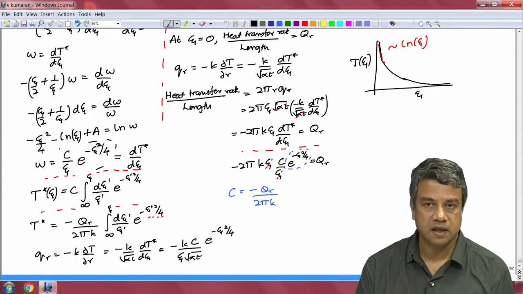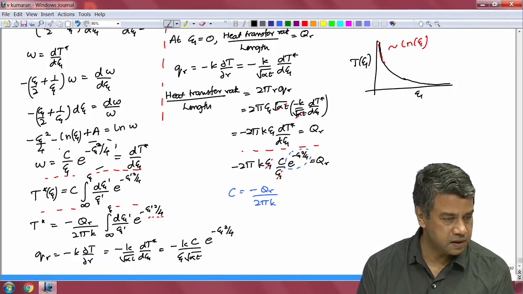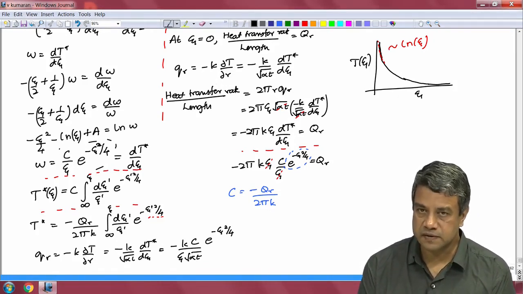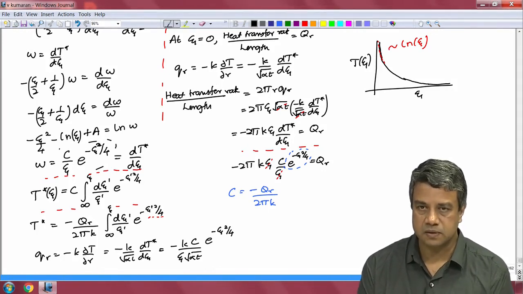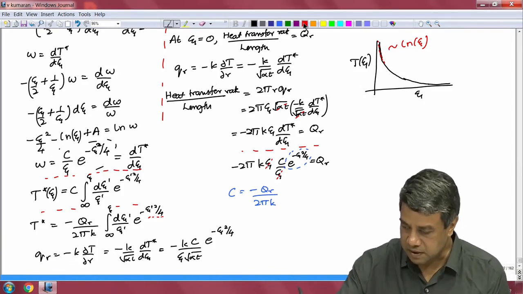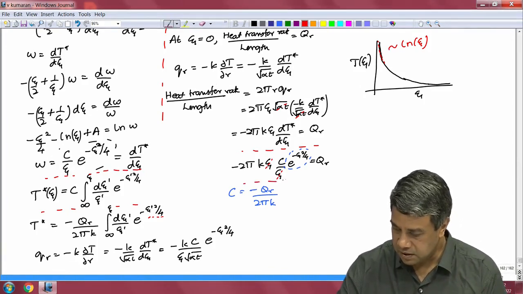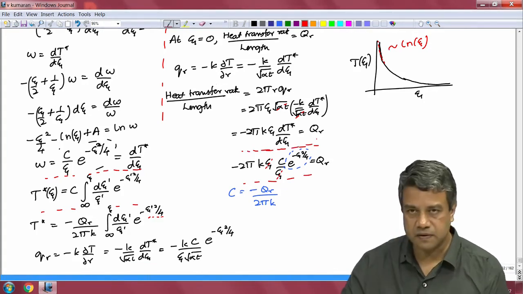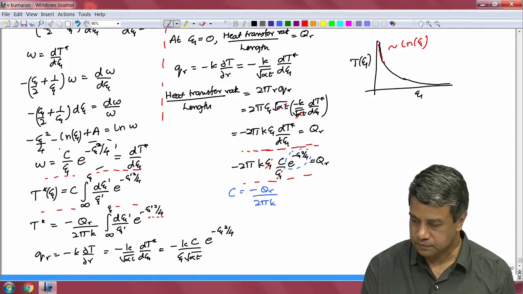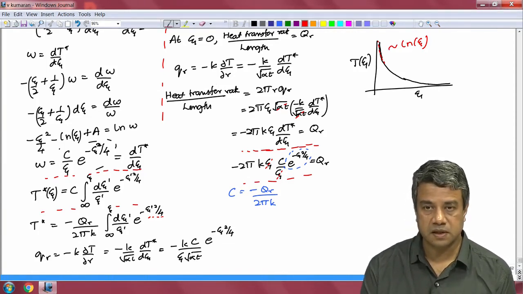Heat flux at the wire surface goes to infinity, the temperature goes to infinity, the surface area around the wire goes to 0 as psi goes to 0, in such a way that the total heat transfer rate per unit length of the wire is finite. So, that is the solution in cylindrical coordinates.